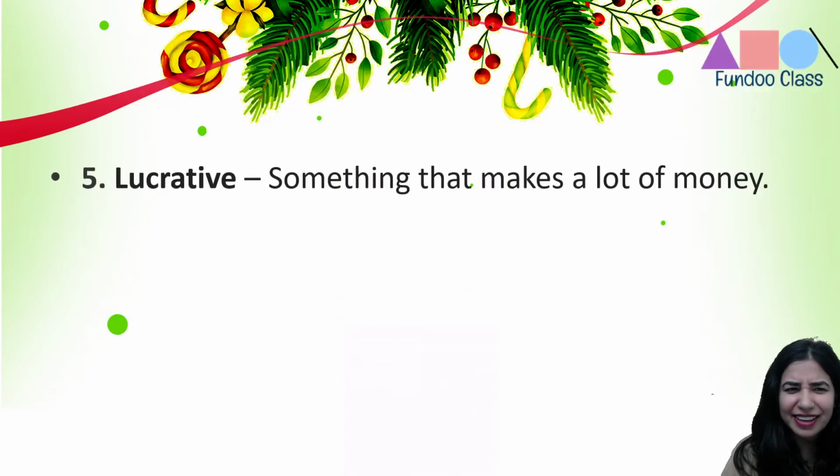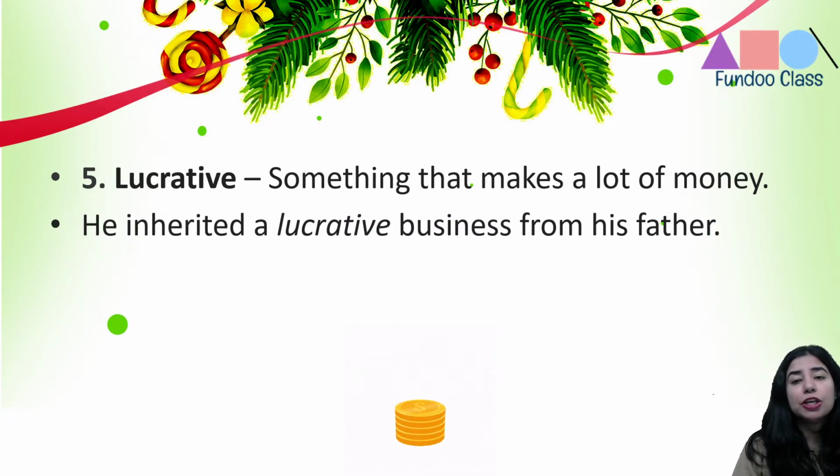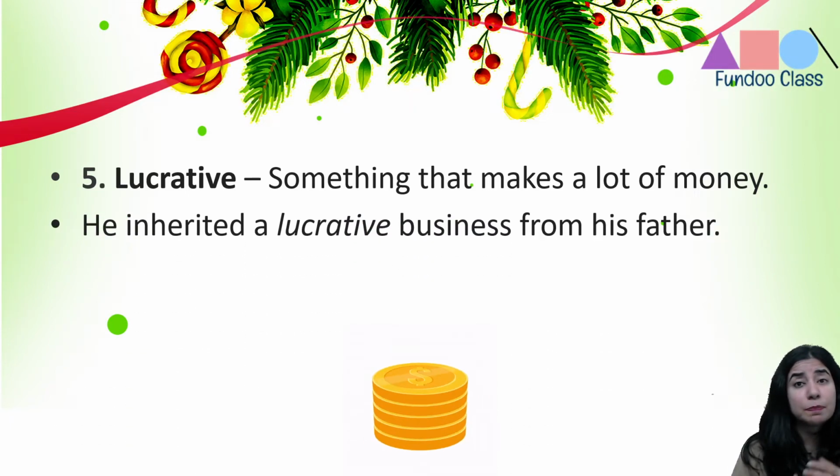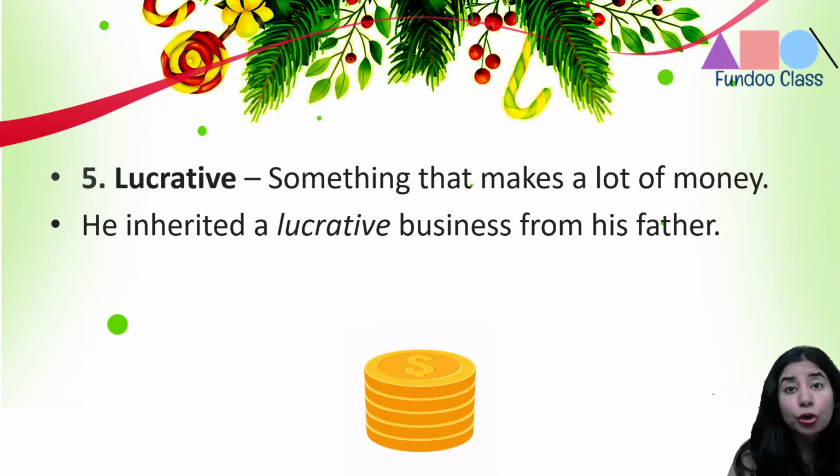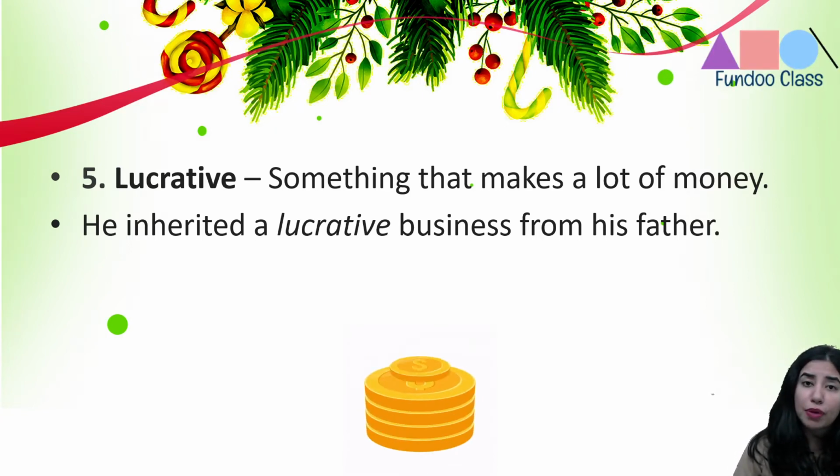Okay. What's happening? I can see some dollars coming and disappearing. Why aren't they staying, right? So lucrative, something that makes a lot of money, right? So he inherited a lucrative business from his father. So that means the business that his father was doing, which he inherited, that was passed on to him from his father. There was a lot of wealth, a lot of money in that particular business, right? So you can say this is a lucrative job opportunity. That means the opportunity is going to pay you well. So that's lucrative. Something that has a lot of money in it.